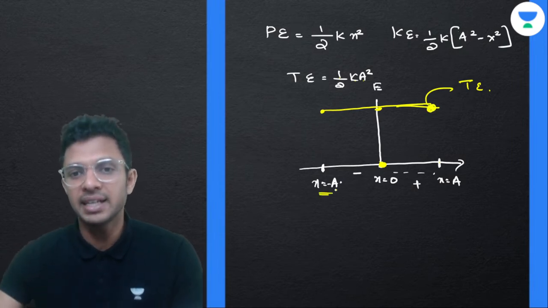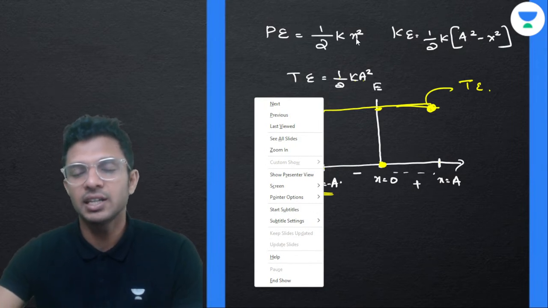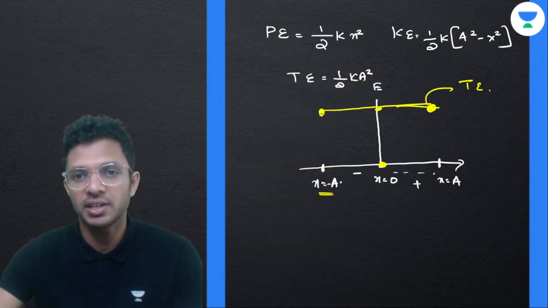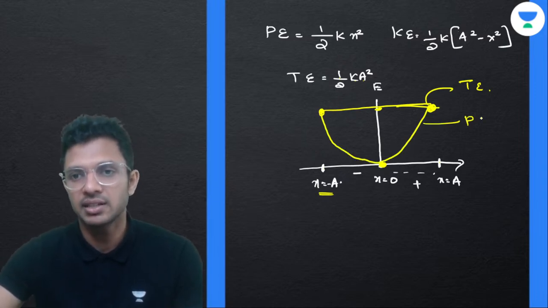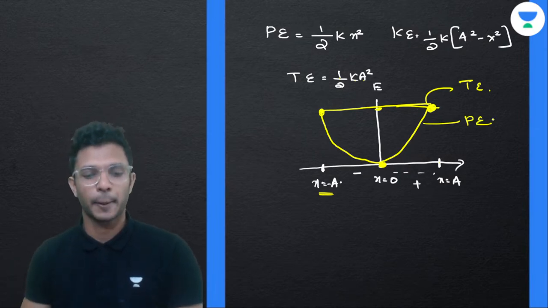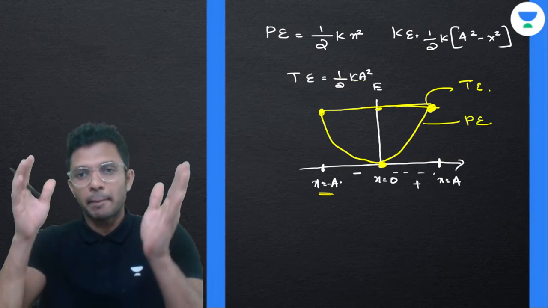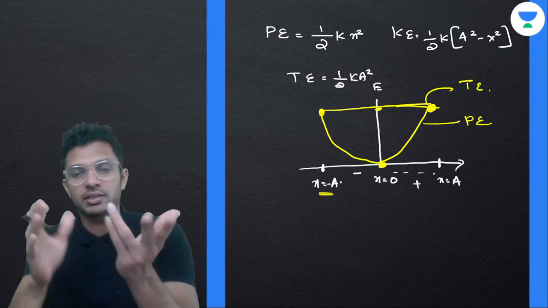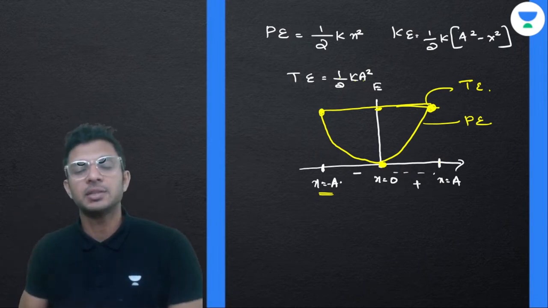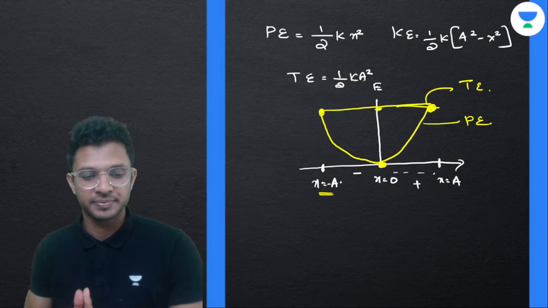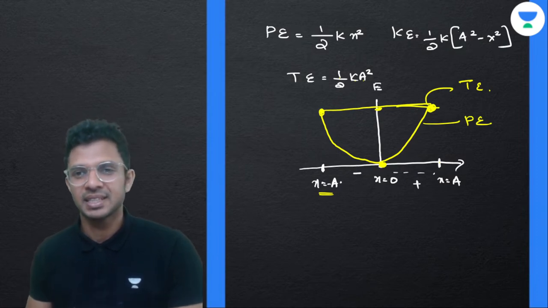When x equal to minus a, at this point, where will potential energy be? Half k minus a, the whole square is half k a square itself here. Matlab, if you collect all these points, we'll be getting a graph like this, which will be for potential energy. Okay, parabolic to hota hai, because energy is proportional to square of x. Theek hai na?